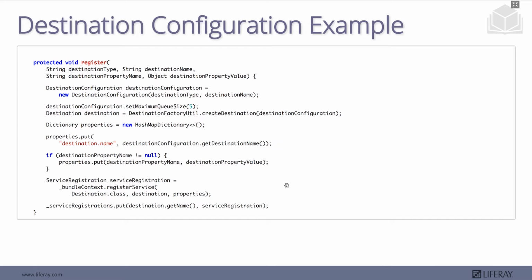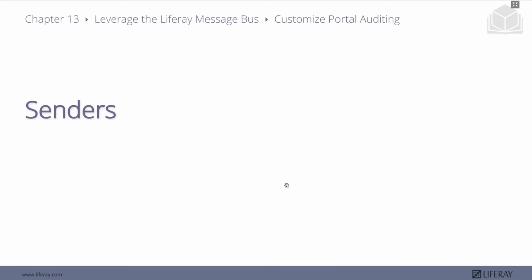So once we have all of the configurations stored within that configuration object, we can then create a new destination based off of that configuration object. After that, we can then register it so that Liferay knows about it. Or I should say, the message bus knows about it.